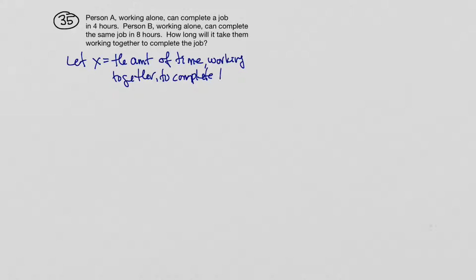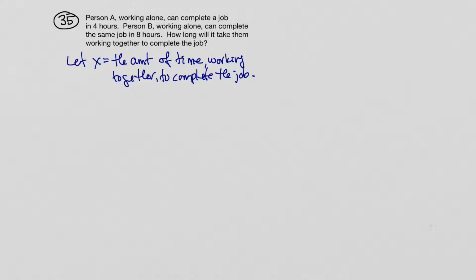Well, we do know this, that person A by him or herself can do it in 4 hours. So if he's getting help from B, it's going to take less than 4 hours. So what we want to know is how long will it take them together to complete the job. So why don't we introduce a variable? Let x equal the amount of time, how about AMT, the amount of time working together to complete the job. All right, so x is going to be how long it takes to complete the job when they're working together.